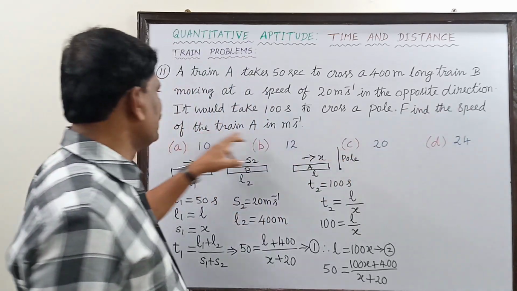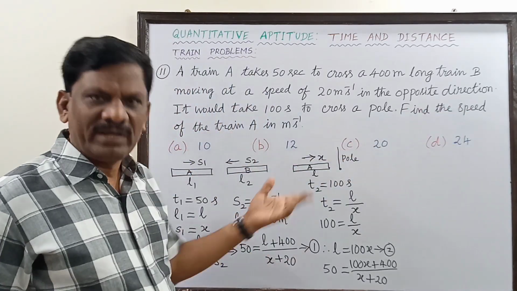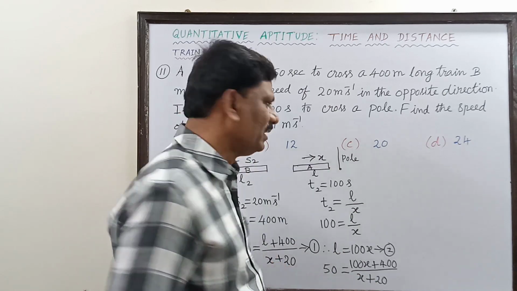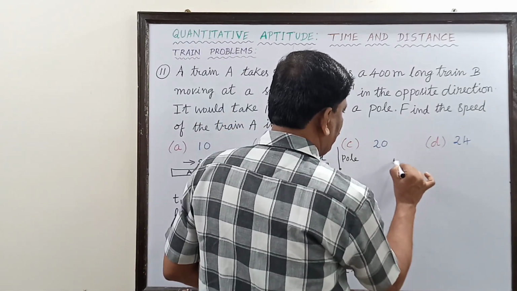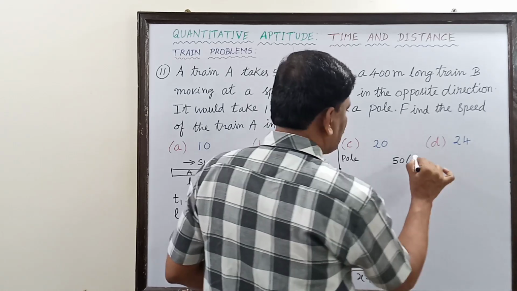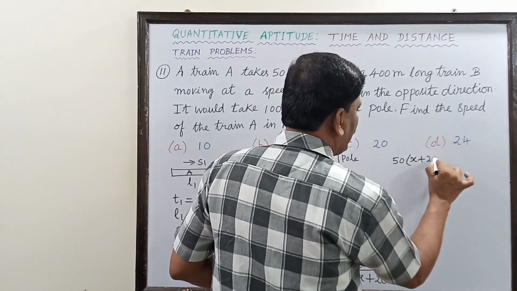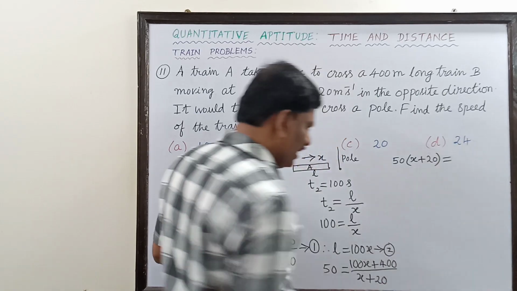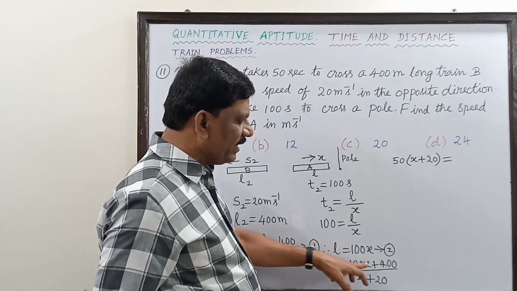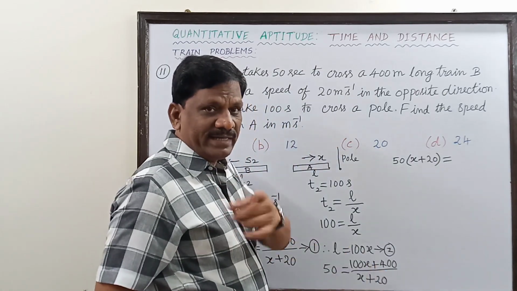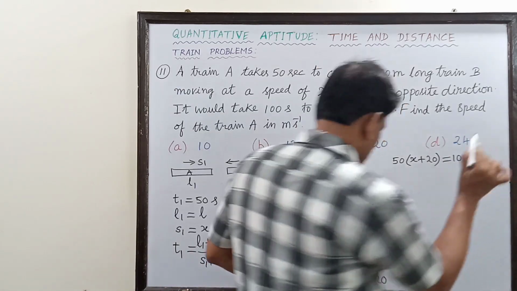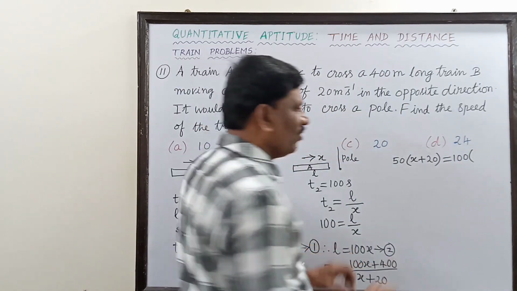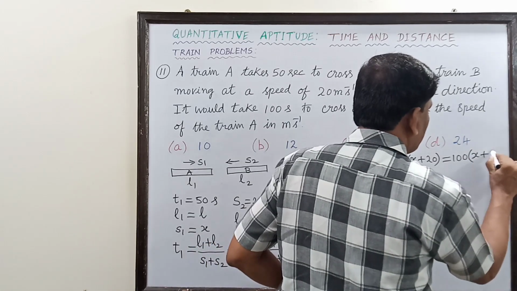Find the speed of the train A, that is equal to what? x. We have to find the value of x only. So cross multiplying, I can write 50 into x plus 20 on the left side. On the right side, you see here 100x plus 400. Shall we take 100 as the common factor? So this is 100 into x plus 4.